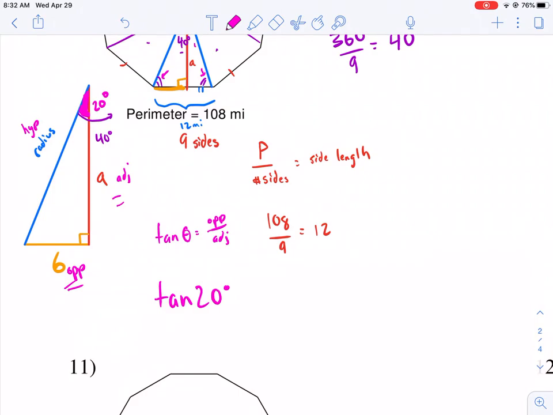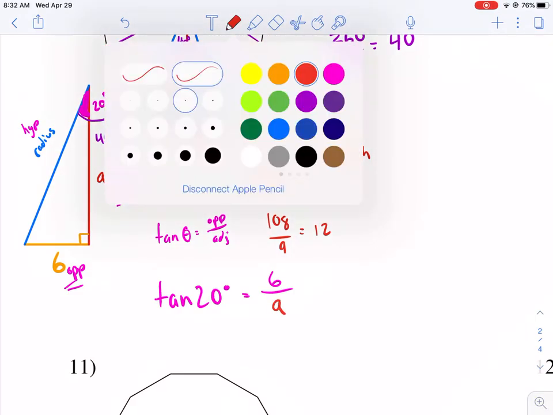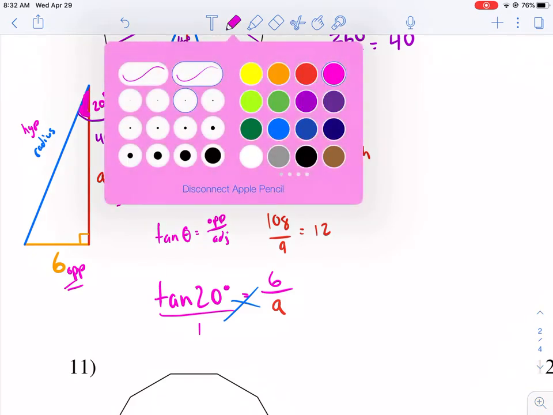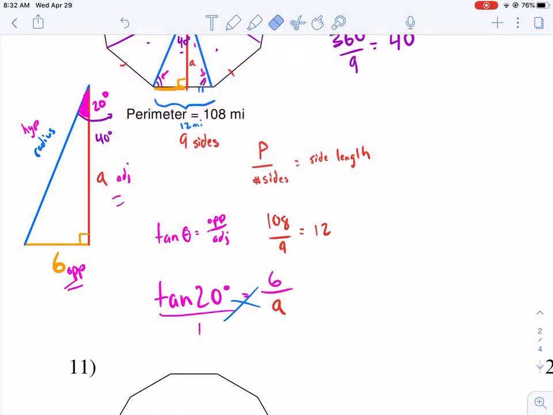So now we're just going to plug in what we know. We know the opposite equals 6. We know the adjacent is A. Let me change the A to red just so you get the idea. Now I like to put this over 1 and then cross multiply to solve for A. Let me do it in blue just so you see the cross multiplication. So I get tangent of 20 times A equals 6 times 1, which is just 6.